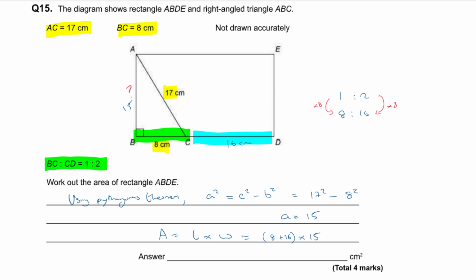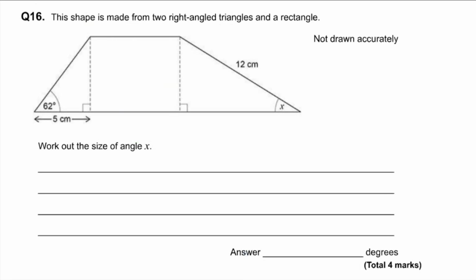So 8 plus 16 is 24. 24 times 15, that gives me an area of 360 centimeters squared.